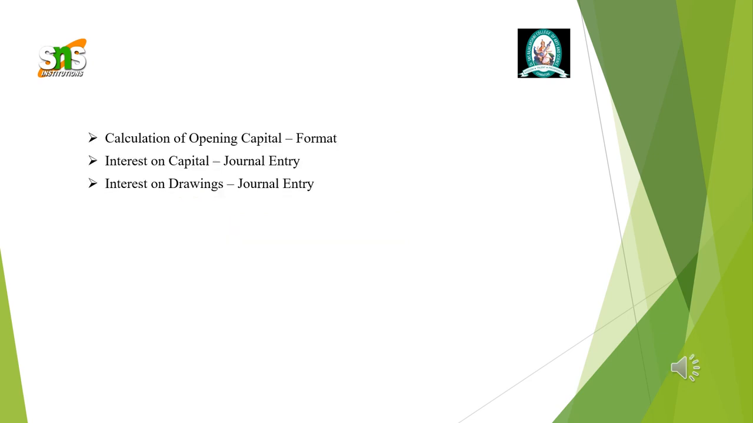So these are the chapters we are going to cover today. That is your calculation for opening capital format, interest on capital journal entry, and then interest on drawings with the format journal entries, and then finally we are going to work out some of the examples.